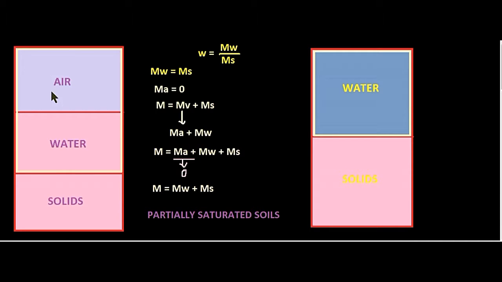But here the voids have a little air left in them, but here the voids are completely filled with water. But then again, mass of water equals mass of solids. So such types of soils are called fully saturated soils. In this case, we have the water content as 100%, and also in this case, we have the water content as 100%. Because here, all we need is mass of water to be equal to mass of solids.